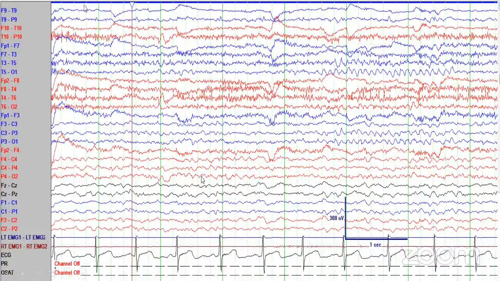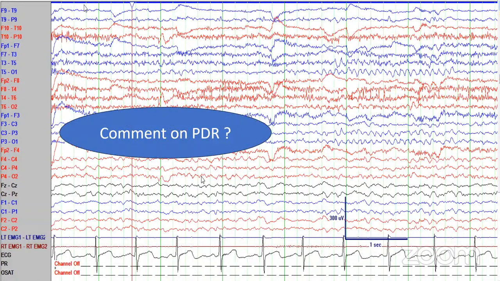Now let's see just an example. This epoch belongs to a girl who is 9 years old, has repeated episodes of occipital semiology seizures, and on her MRI, she has a right occipital small gliotic area. So now what do we comment on the PDR, the posterior dominant rhythm, here? This is O1, so we are concerned with this activity. And here is O2. So this is right occipital, this is left occipital. Now comment on the PDR.